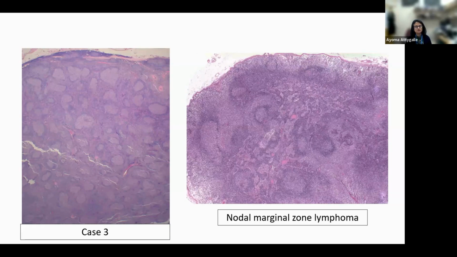But unfortunately, sometimes when the node is completely overrun and fixation is not always great, it can be quite difficult to work out, and we'll come to this in a minute, that sometimes a nodal marginal zone lymphoma can colonize the follicles and also spread outside to the rest of the node. So it can be quite difficult to work out: is this an infiltrate that is actually coming out of the follicle, or is it secondary colonizing? It's not always that straightforward, and therefore immunohistochemical confirmation is essential.